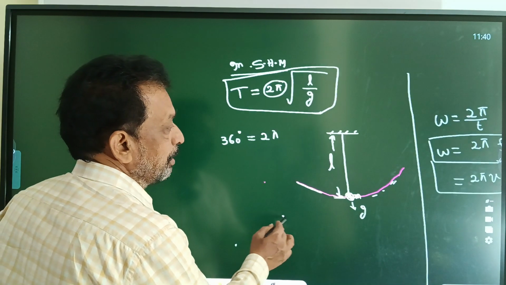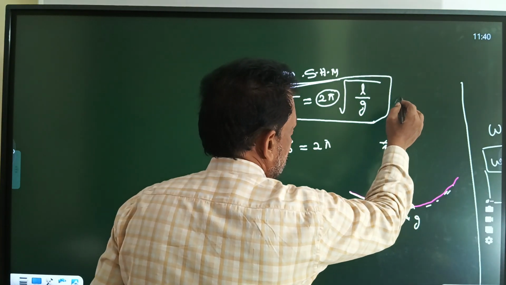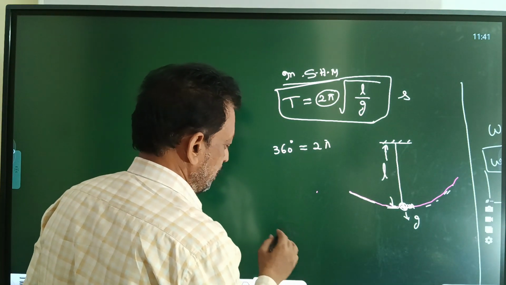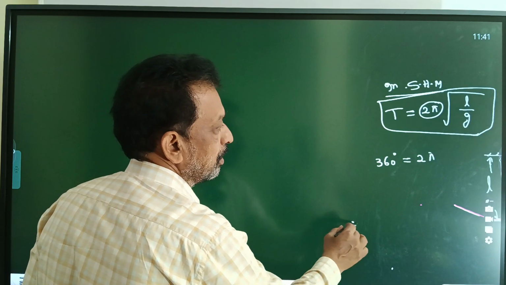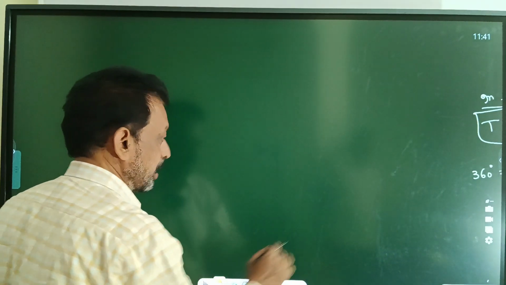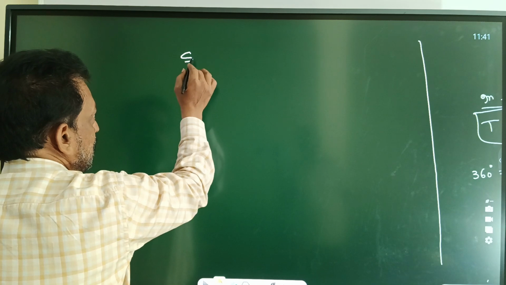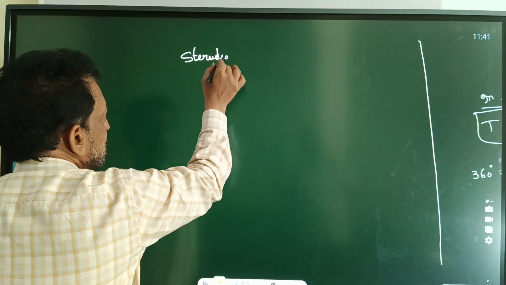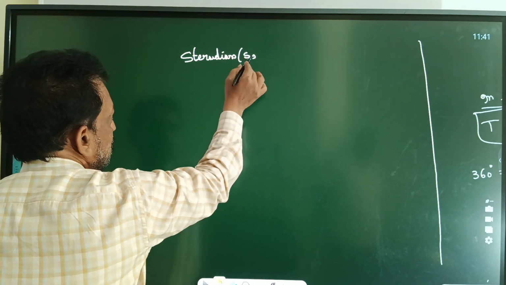Now go to the next one: solid angle, steradian. Right, all of you? Please write steradian. The short form is SR, or the full name is steradian. Steradian, bracket SR. The symbol is SR.